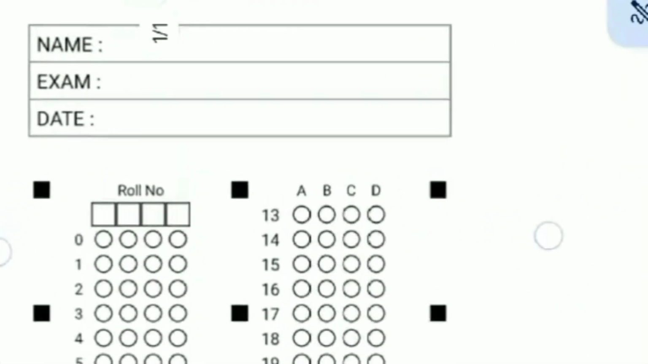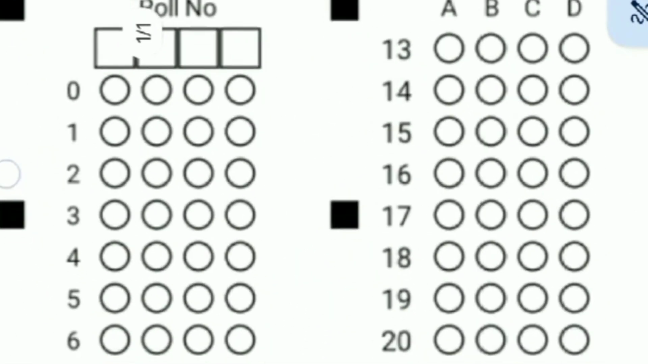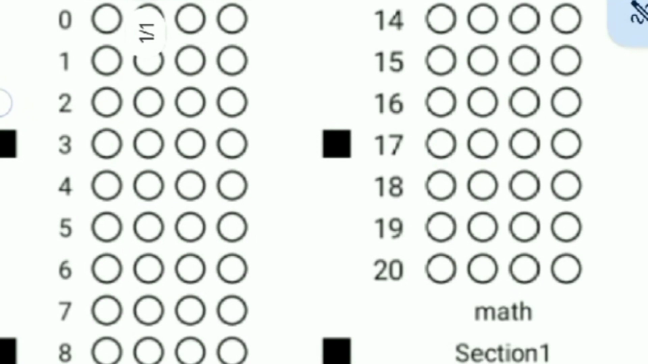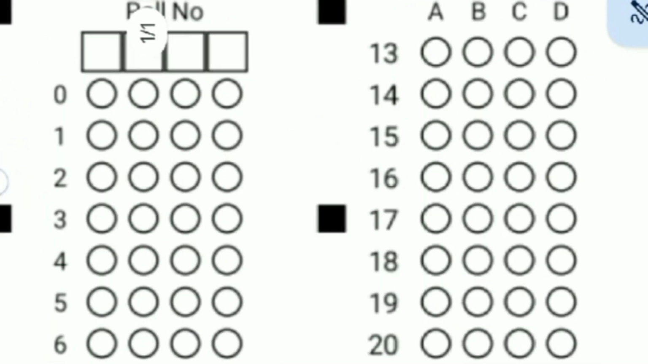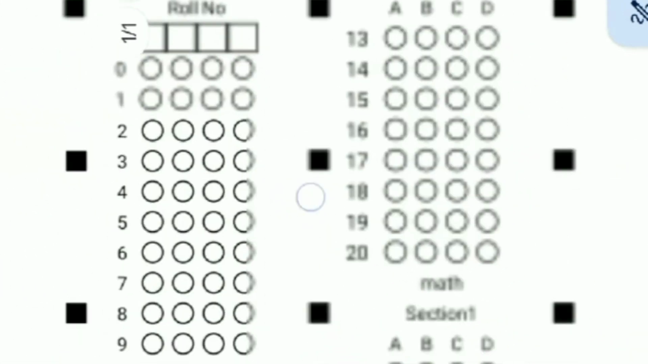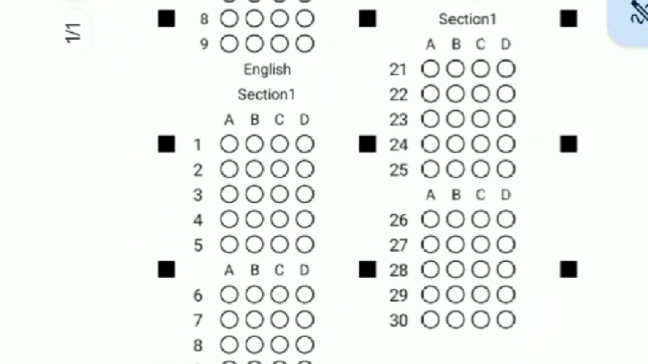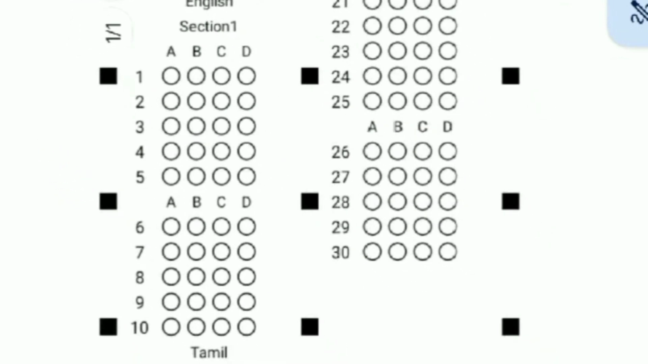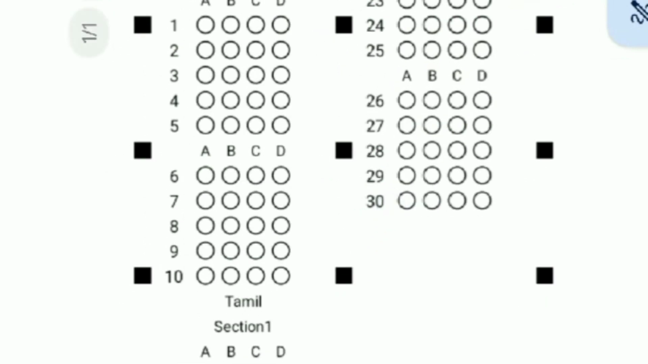So name and exam date, the child will write. The roll number 6101, they will write: 6 means they shade 6, 1 means they shade 1, 0 means they shade 0. So roll number is already over. Now the English exam they will start. First question, what is the answer? Second question, third question, fourth, fifth, like that they will answer. Then 6, 7, 8, 9, 10. So only 10 questions we have prepared for English.